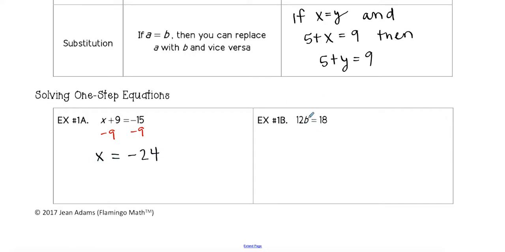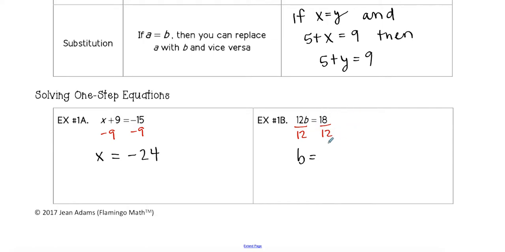Next one, identify where B is, and what is happening to B? B is being multiplied by 12, so the opposite of multiplying by 12 would be dividing by 12. All right, so let's divide each side. 12 divided by 12 is 1, so this is 1 times b. Well, 1 times b is just b. Equals 18 divided by 12.